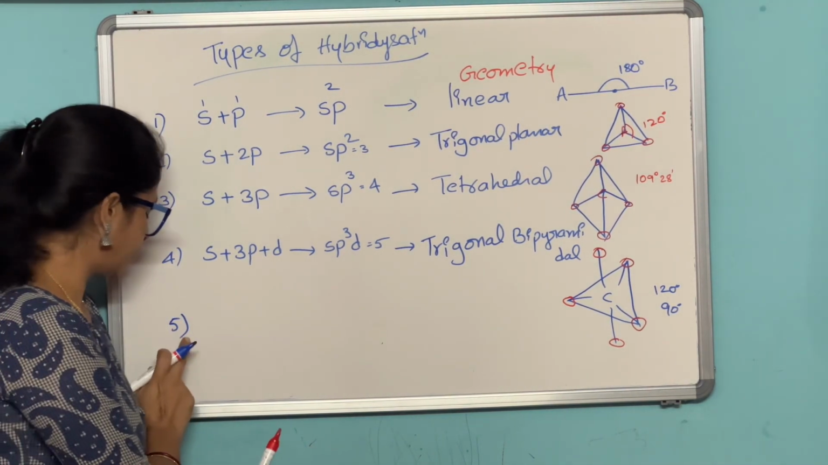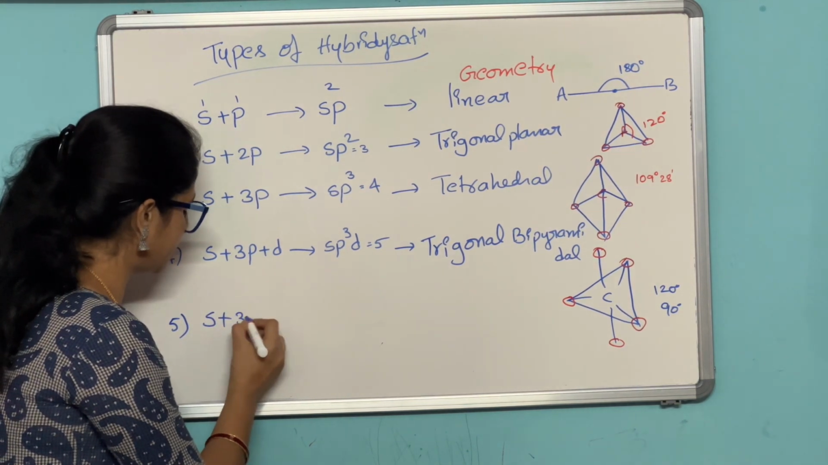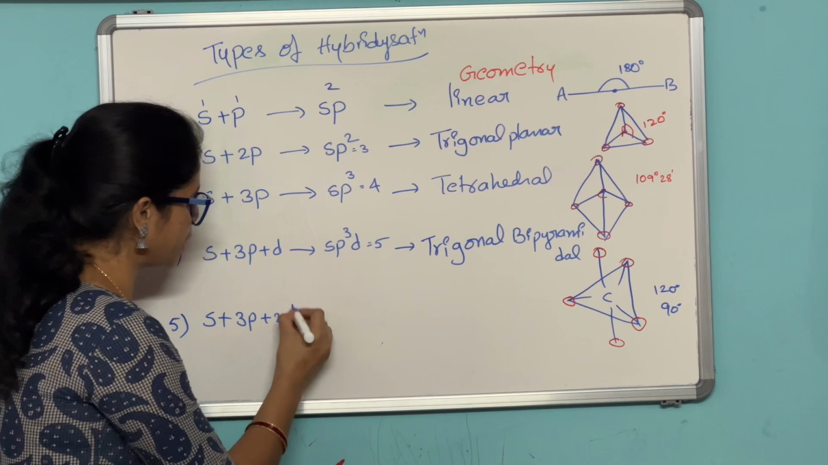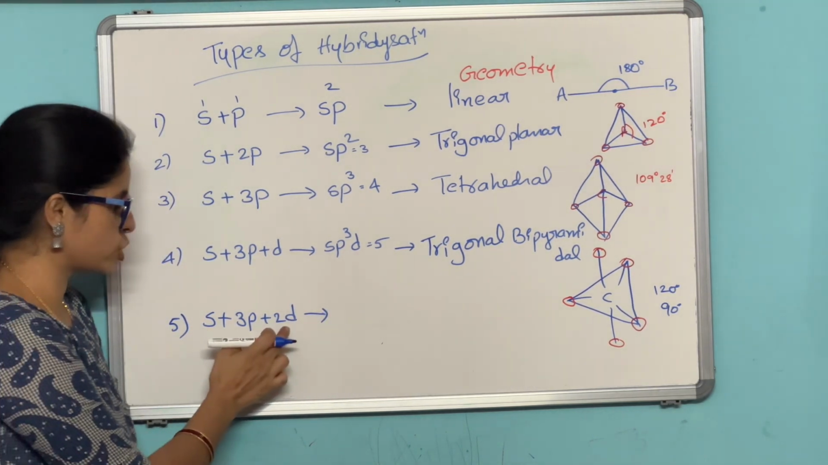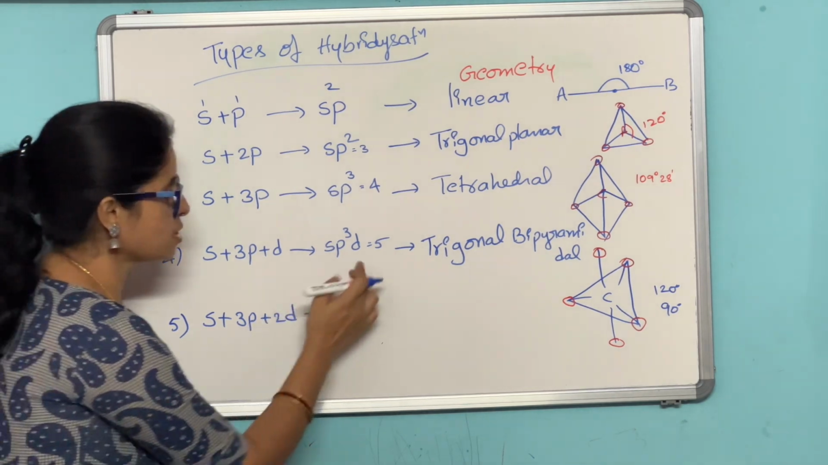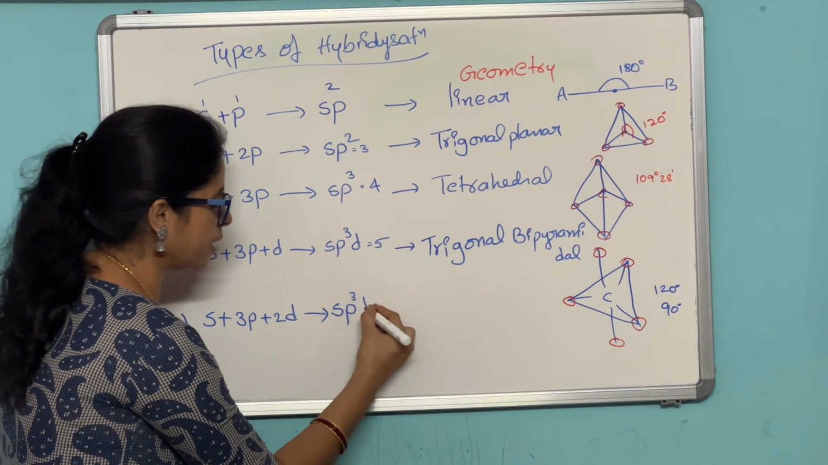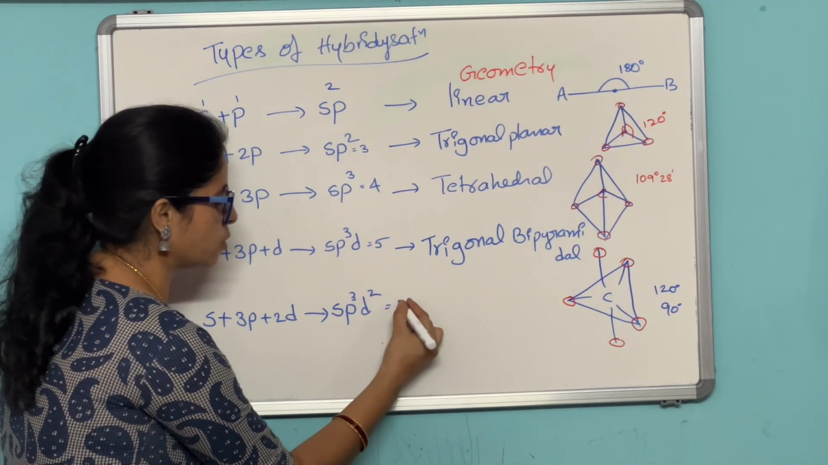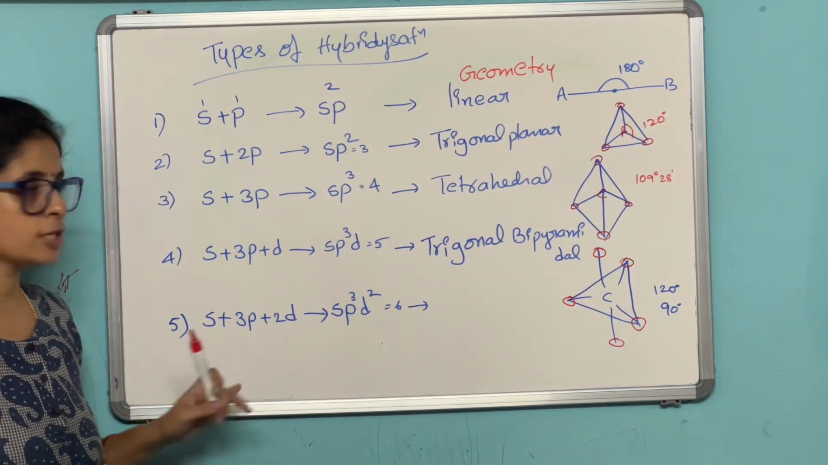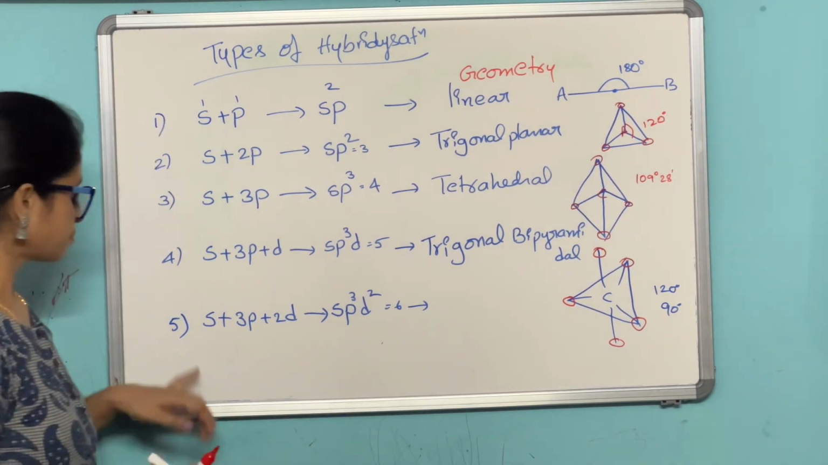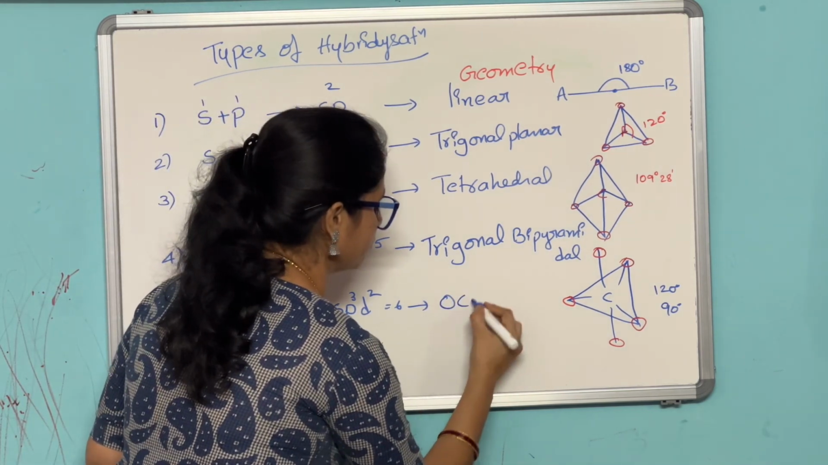Now the fifth one is one s orbital, three p orbitals, and two d orbitals are involved. Here how many? 3 plus 1 is 4, plus 2 is 6. Okay, so six hybrid orbitals. So sp3d2, and six hybrid orbitals. And the geometry here is octahedral geometry.